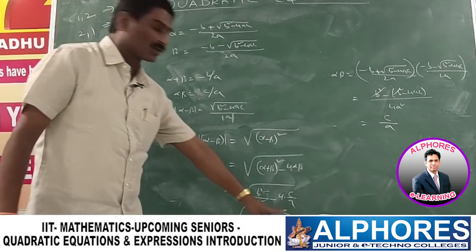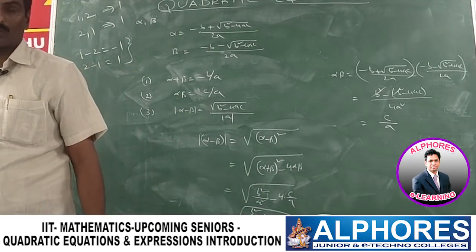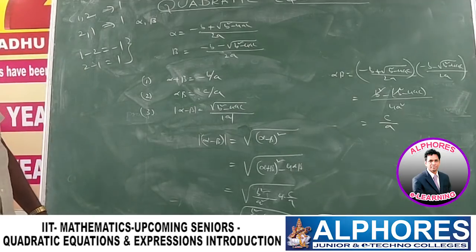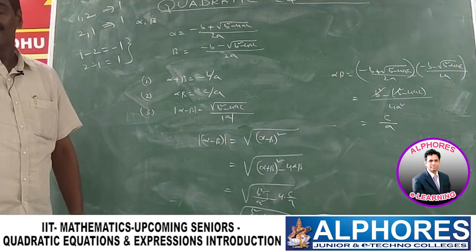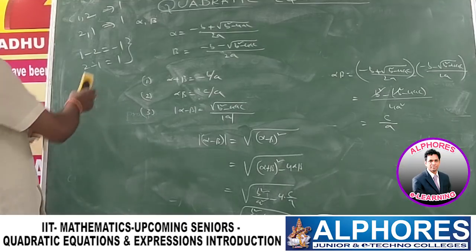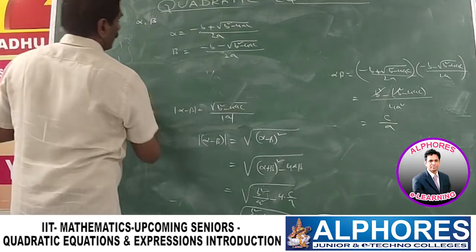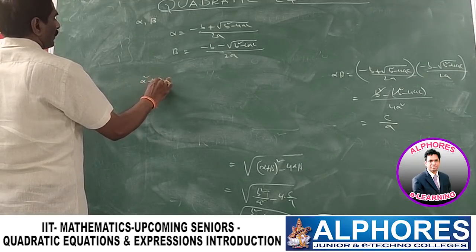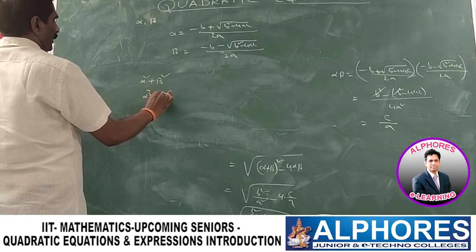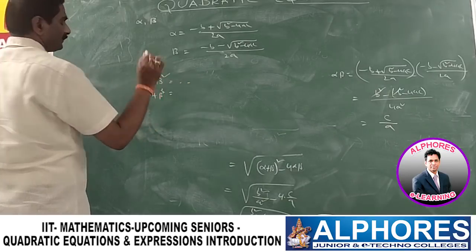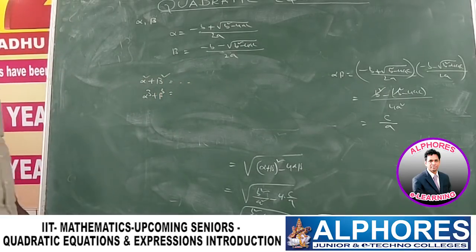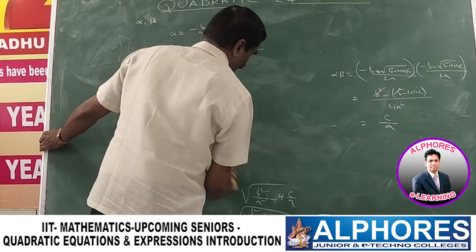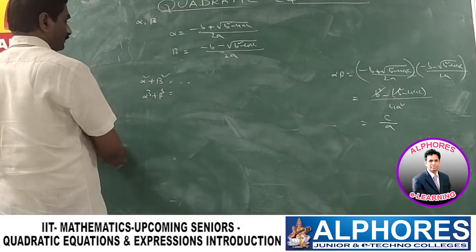Difference is always a positive quantity, so we use mod a. Root over b square minus 4ac by mod a is the difference of the roots. Similarly, we can find the values of alpha square plus beta square, alpha cube plus beta cube, and so on.